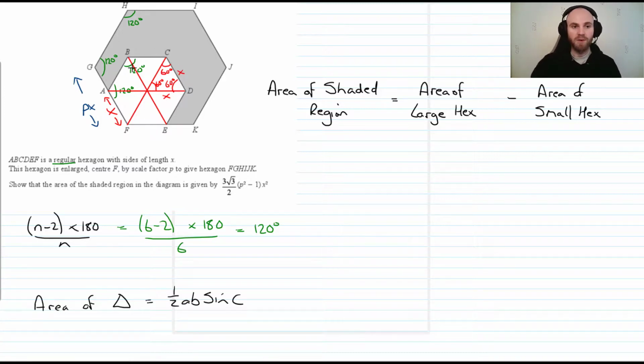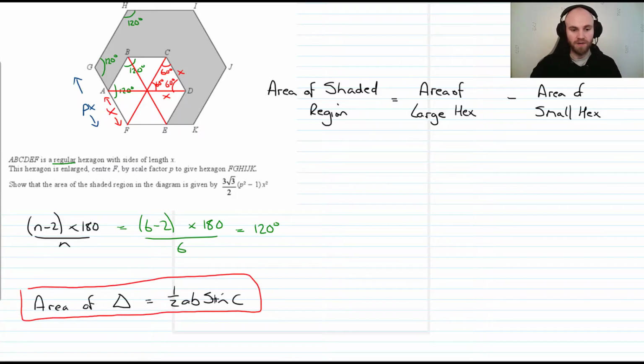So to work out the area of the small hexagon, I'm going to find the area of one of these triangles using this rule right here. The area of a triangle equals half AB sine C. And then I'm going to multiply that by 6 to get the full hexagon. Using this rule, we need the angle in the middle of two lengths, and we have that. So it's going to be multiplied by 6 because there were 6 triangles.